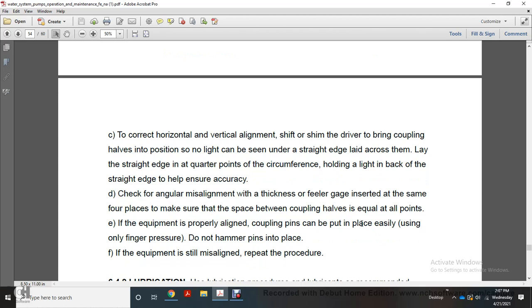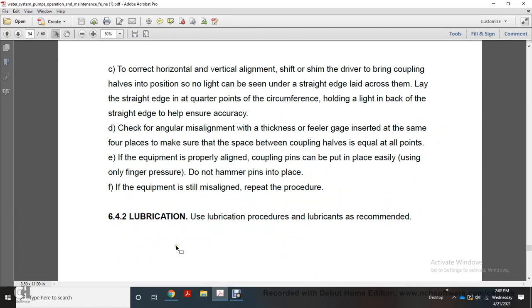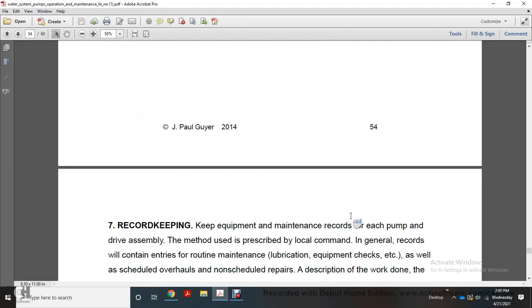Use the thickness of a feeler gauge and insert it at the four places to make sure the space between the coupling halves is equal at all points. If the equipment is properly aligned, the coupling pins can be put in place easily. Use only finger pressure, not hammering the pins into place. If the equipment is still misaligned, repeat procedure 6.4.2. Use lubrication procedures and lubricants as recommended.